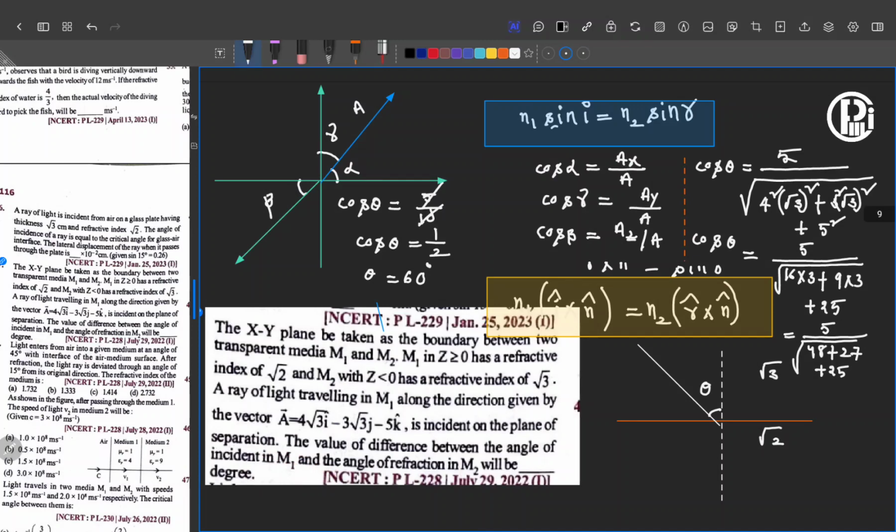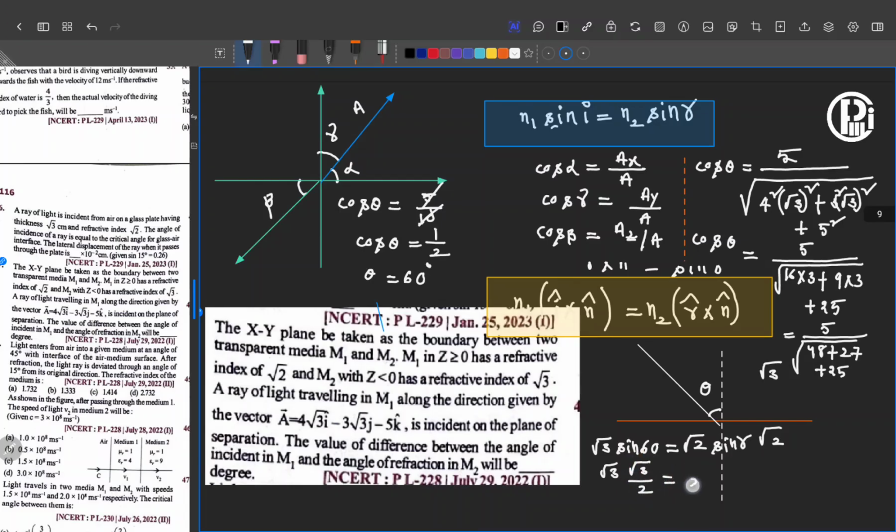I get that the angle of incidence is 60. Therefore I can use Snell's law now. n1 is how much? Root 3. So root 3 into sine 60 is equal to root 2 into sine r. I don't know what sine r is. The sine 60 can be written as root 3 by 2.